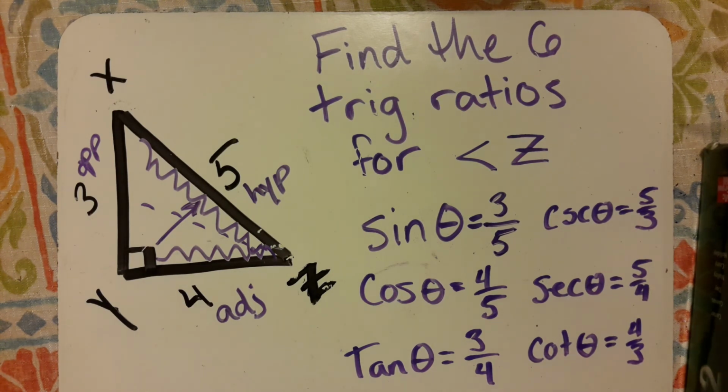So for your Delta Math on this one, there are 10 problems, but you should know that each problem only asks for one trig ratio. Not all 6, and only asks for 1.